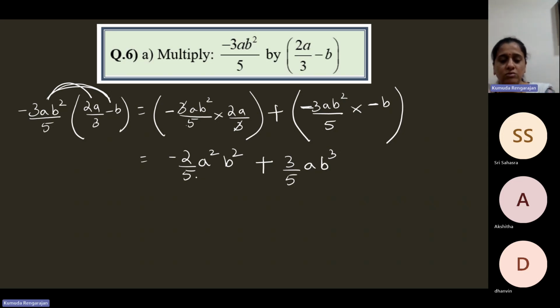Once you do this, the two terms are now connected by a plus or a minus sign. So now if they're like terms, you can further simplify them. But they are not like terms. See, this is a square, b square. This is a b cubed. The literal factors are different. So they're not like terms. So this is the final answer. That's it.